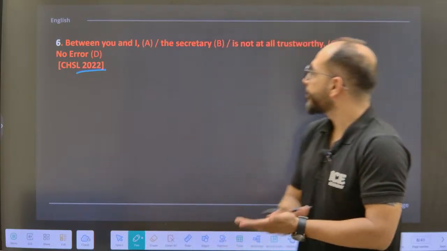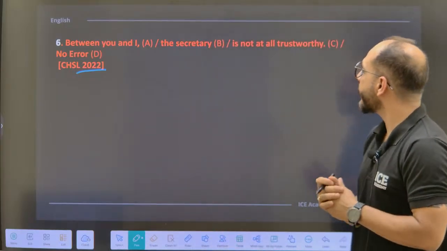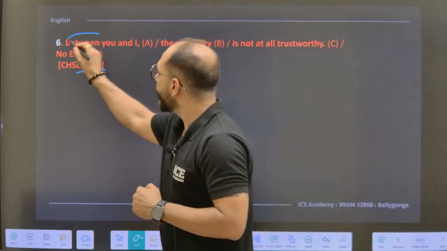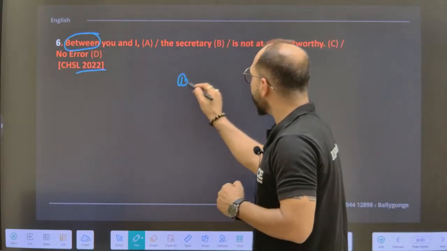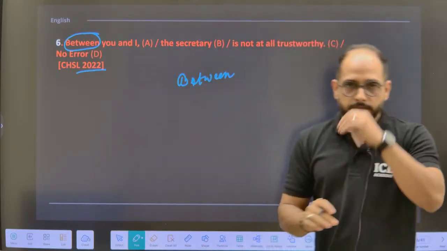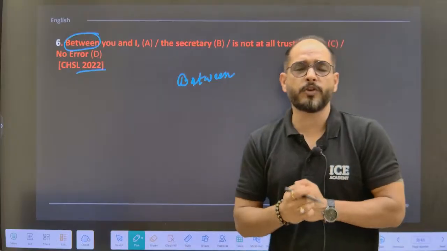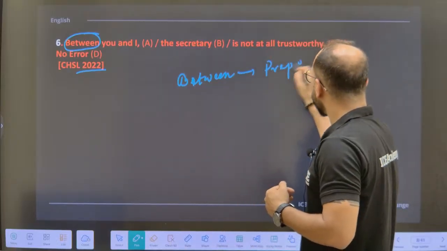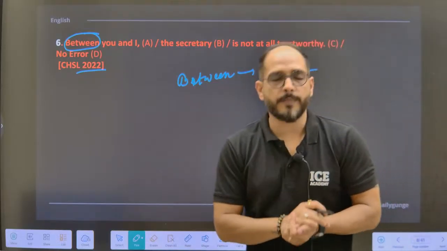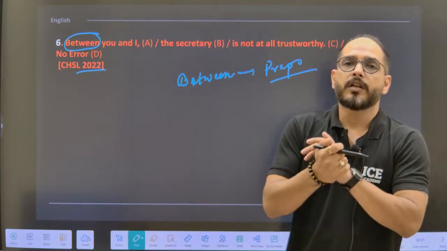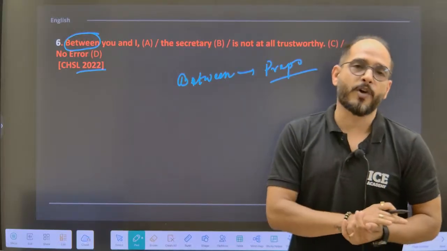Let's find out. So, between you and I, the secretary is not at all trustworthy. Now look at this particular word. Let's write it here. Between. Now which parts of speech is between? We know it is a preposition. This is a preposition. If it is a preposition, what do we need to use after it?